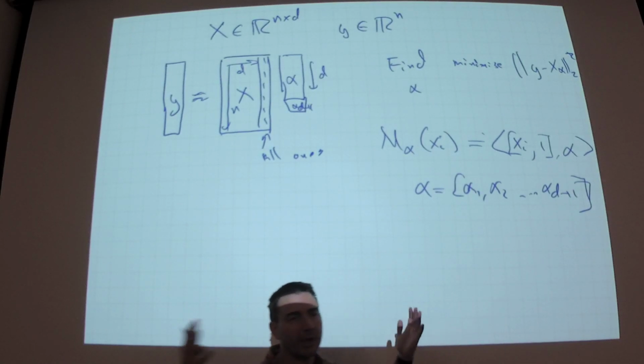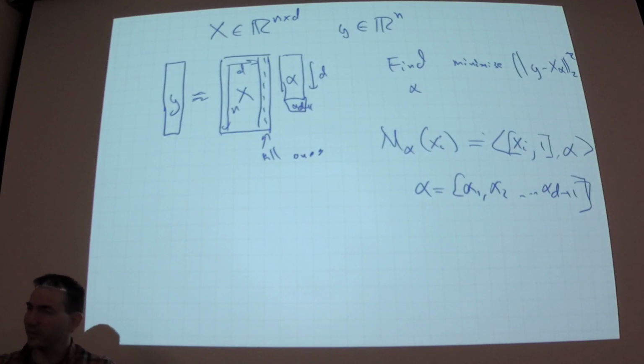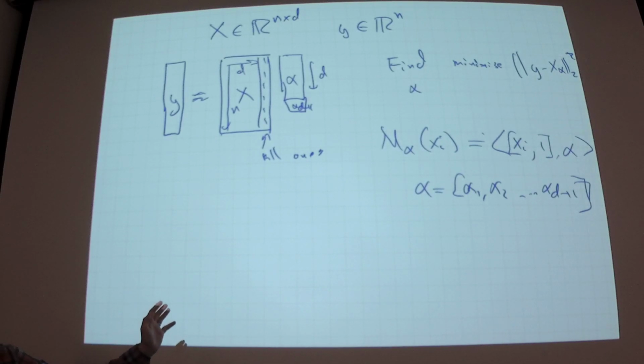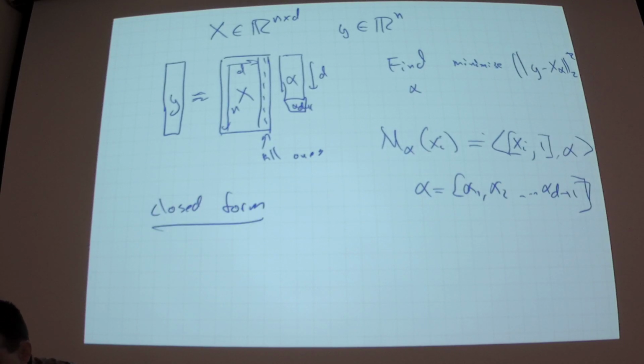So I don't need to worry about the offset anymore. I can encode it into this matrix X. Okay, so now we can just think about not having this offset case, which is now just a technical condition. We don't need to worry about it. And now I can solve in closed form for alpha.